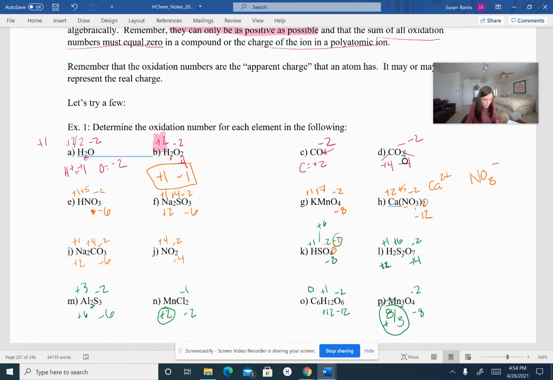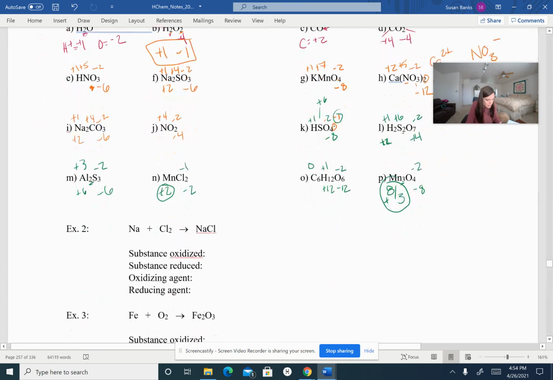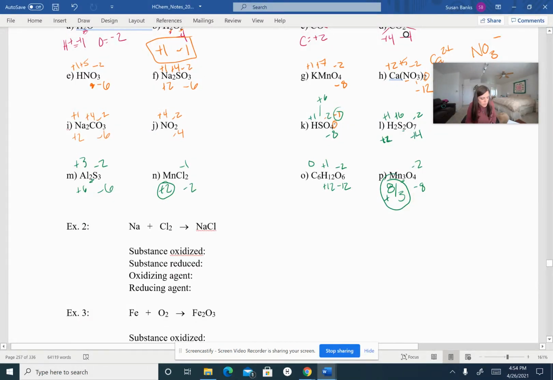Okay, so this is how we assign oxidation numbers. The next video, I'm going to show you how to do oxidation numbers, and we're going to then look at what's oxidized, what's reduced, the oxidizing agent, and the reducing agent.